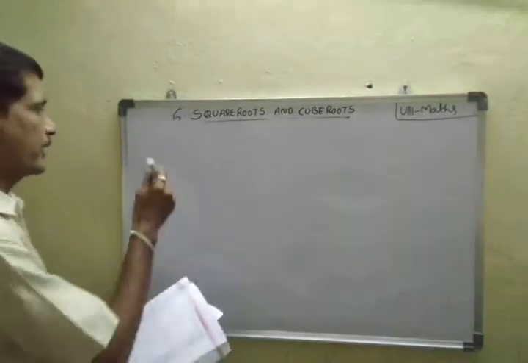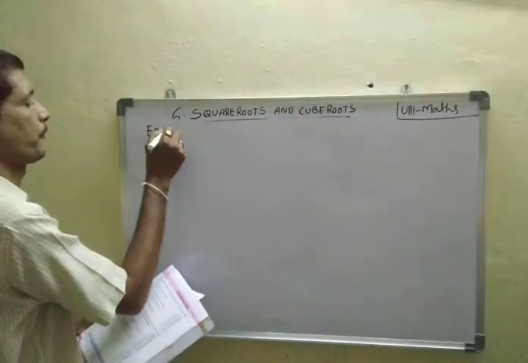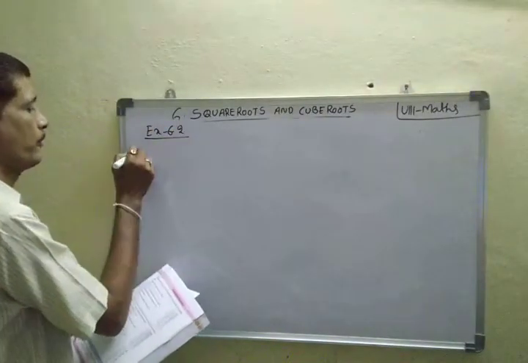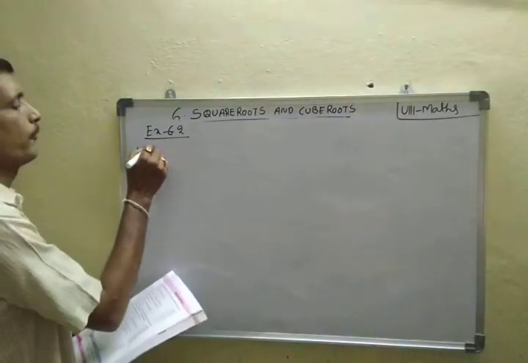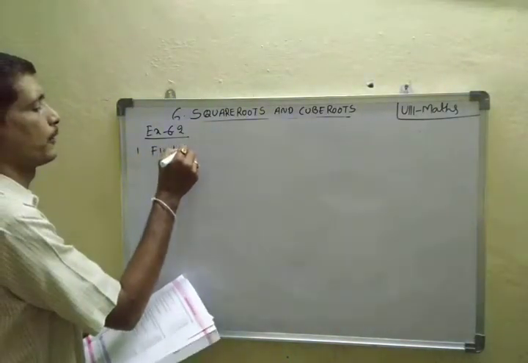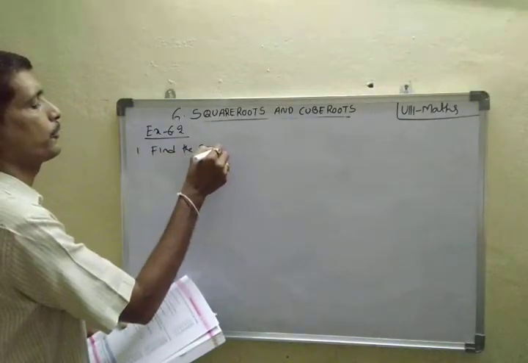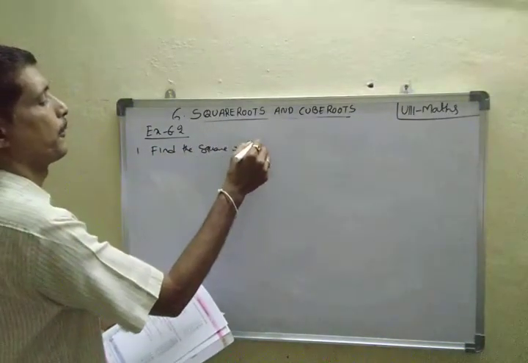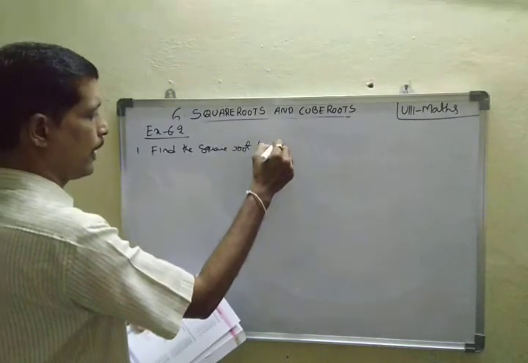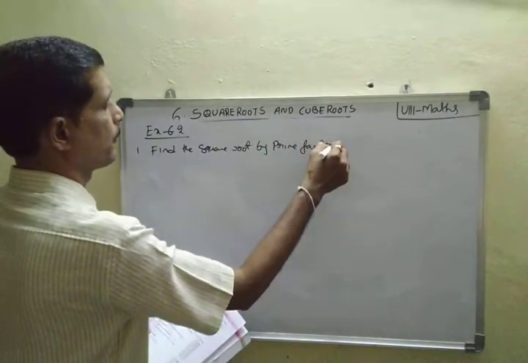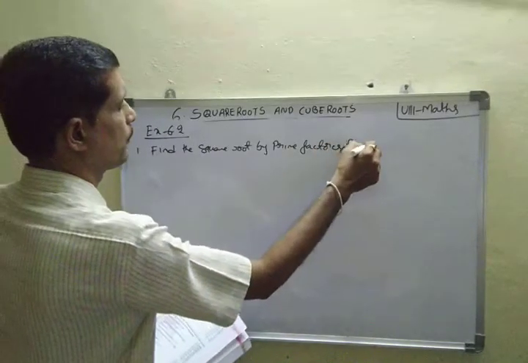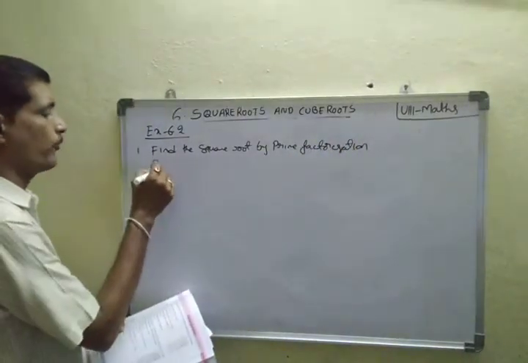Here exercise 6.2. First question. Find the square root of the following numbers by prime factorization. Here the first one is 441.